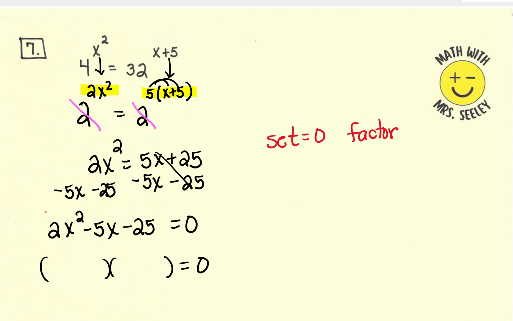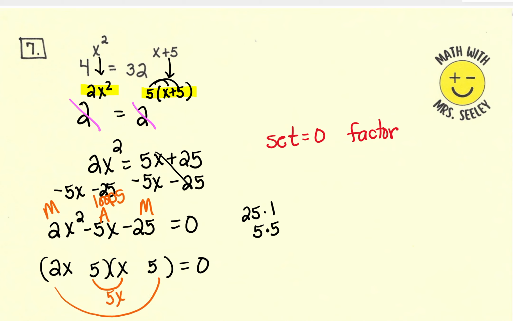And again, what multiplies to get this? What multiplies to get this? But my loops need to add to get negative 5. The only things that multiply to get 2x squared are 2x and x. For 25, I could use 25 and 1 or 5 and 5, but let's try that 5 and 5 first. All right, let's check those loops. This inside loop, multiply and get 5x. This outside loop gets me 10x.